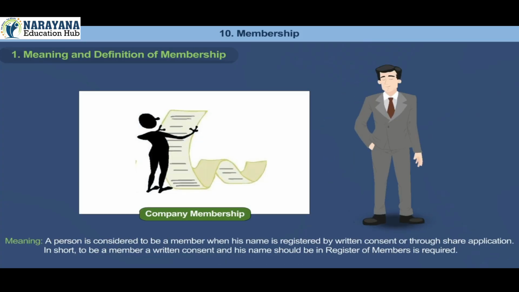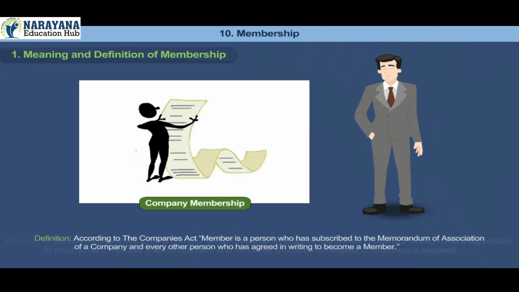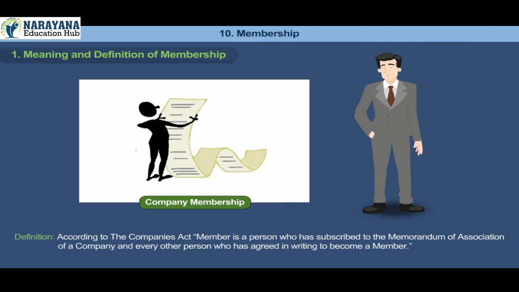Meaning. A person is considered to be a member when his name is registered by written consent or through a share application. In short, to be a member, a written consent is required and his name should be in the Register of Members. Definition. According to the Companies Act, a member is a person who has subscribed to the Memorandum of Association of a company and every other person who has agreed in writing to become a member.